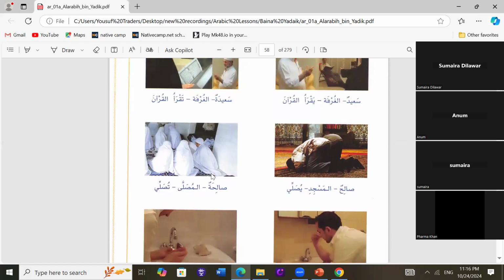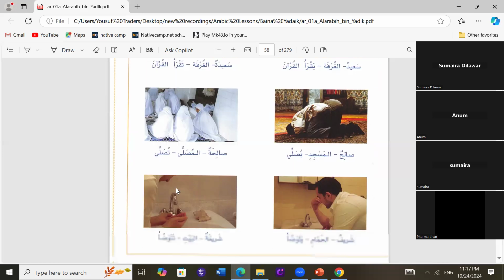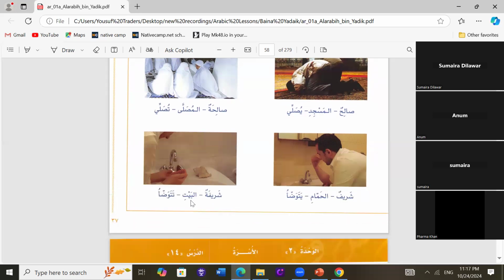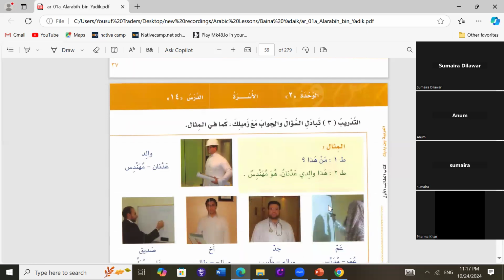Like here, who will make it Saliha? Saliha fil musalla tusalli. Again, I couldn't hear. Saliha fil musalla tusalli. Perfect. I hope you guys will make it all by yourself. So let's move on to third exercise, at-tadribus salis.